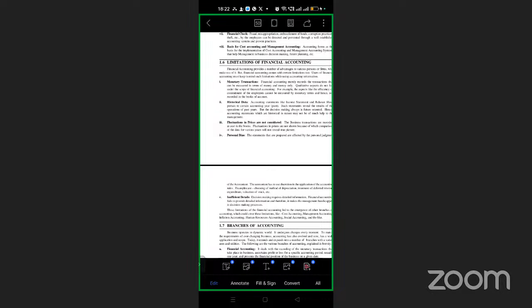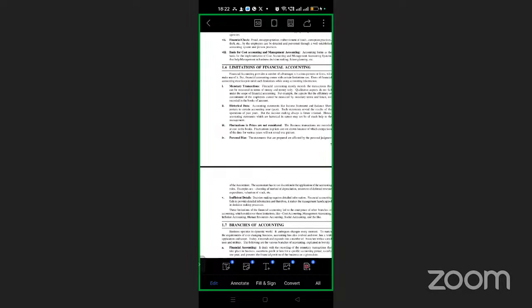Next, personal bias. Why? Because statements are prepared by people, and it will affect the organization in the method of treating depreciation or valuation of stock. Every organization follows a different method, and that will affect the organization.